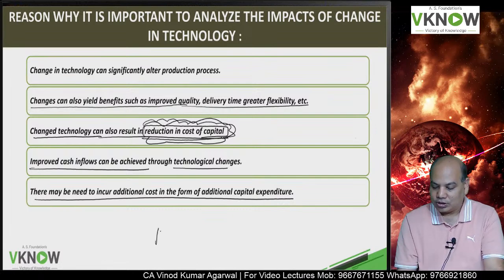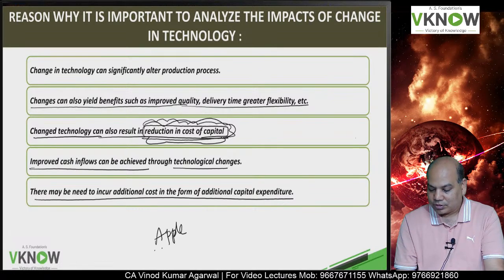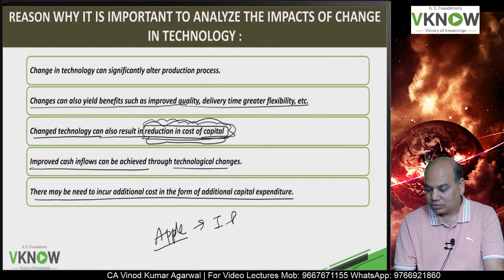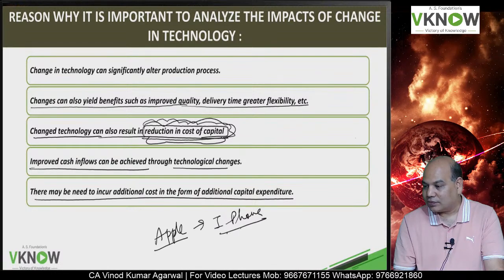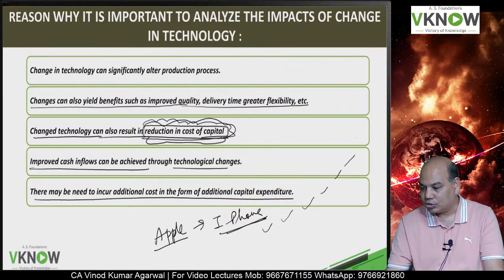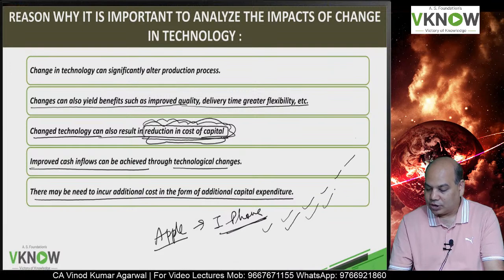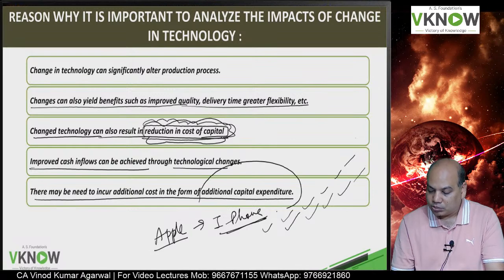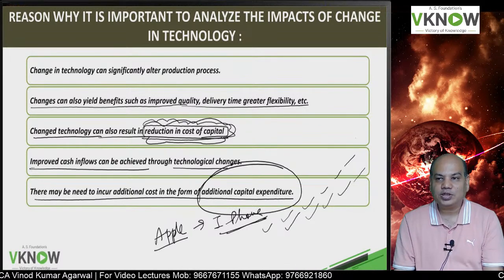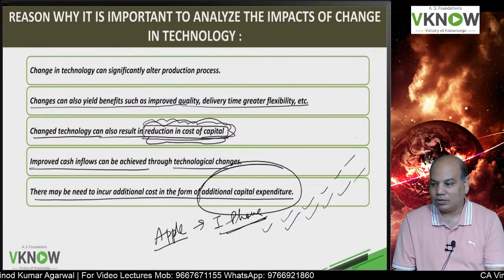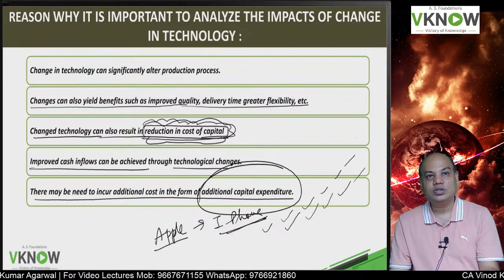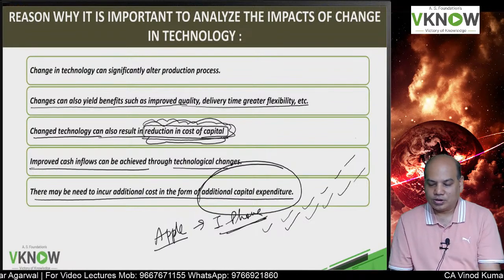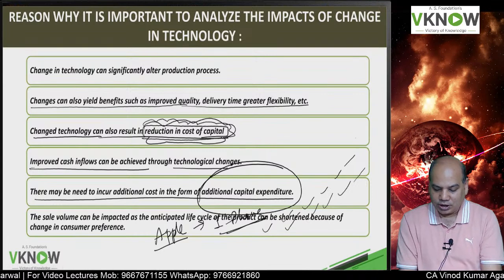Every year, do you think this Apple company which sells iPhone, are they selling same model every year? No. Every year or every 2 years they will come out with a new model, which means they are putting more and more expenditure on research and development. So continuous expenditure on capital expenditure will be required.